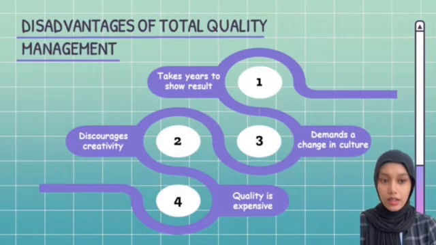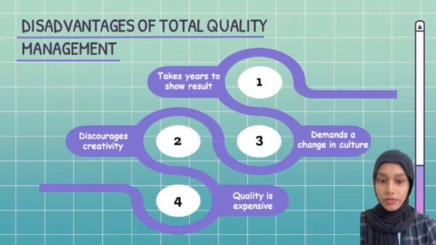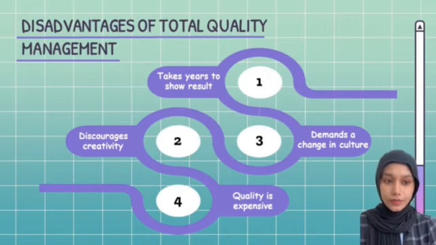Secondly is discouraging creativity. TQM focuses on task standardization to ensure consistency, which discourages creativity and innovations. It also discourages new ideas that can possibly improve productivity. Total quality management also requires change in attitude and a reprioritization of daily operations. TQM also requires a long-term management commitment and constant employee involvement. Changing an organization's culture is a difficult challenge.